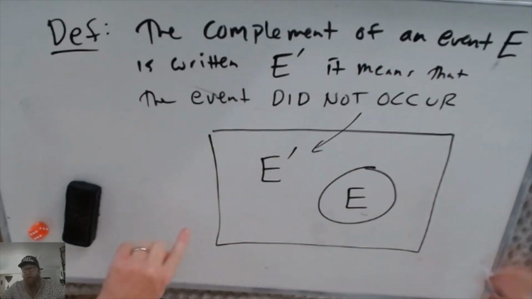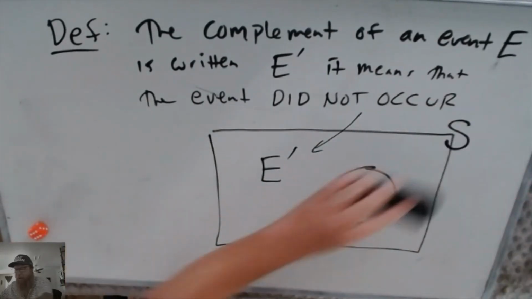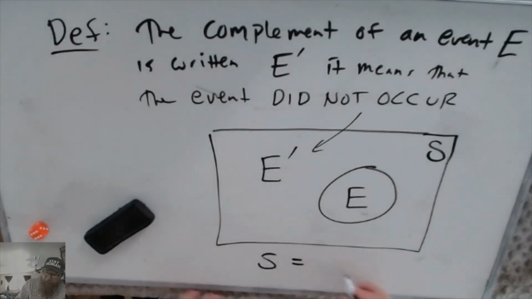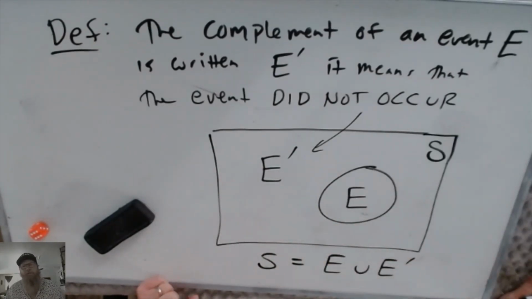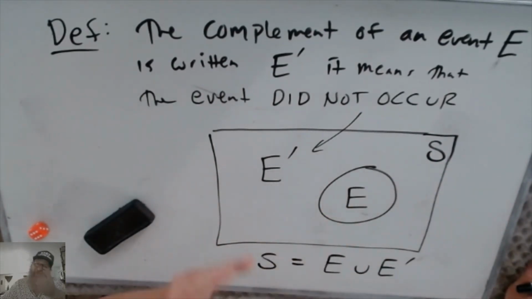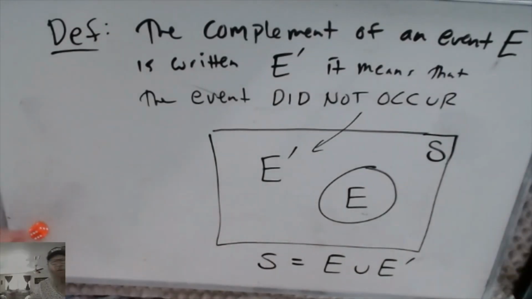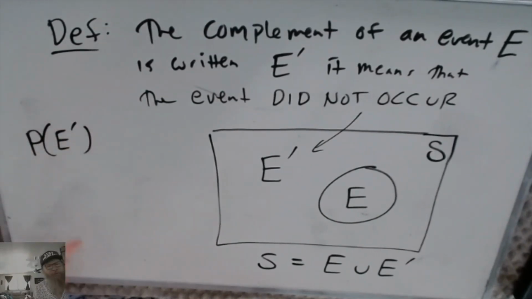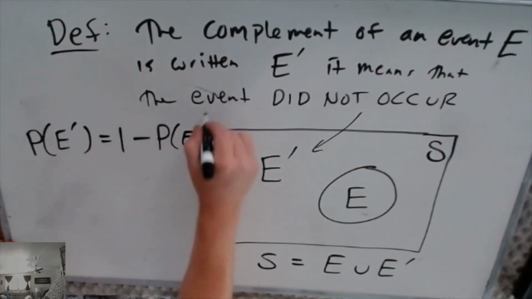The universe, this big box, is called S. S is the sample space. It's the entire space, including E and E prime. So the sample space is the union of the event and its complement. So if you unite these two together, you get the entire sample space. So either the event occurs or the event does not occur. We call that the complement. And so we can use our probability formula. The probability of the event not occurring, so E complement, is 1 minus the probability that the event does occur.